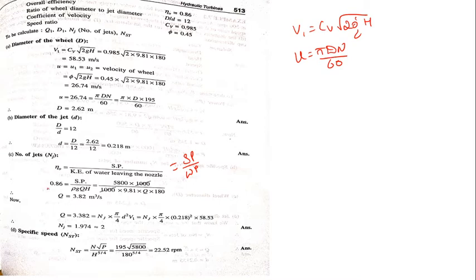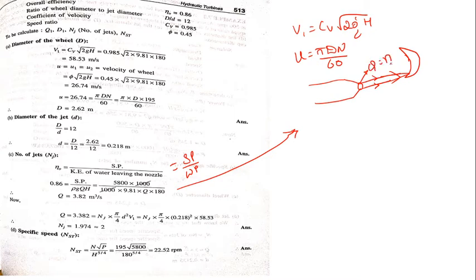Always remember the explanation I am giving over here. Let us say this is the one nozzle through which the jet is emerging out, and this jet hits the Pelton wheel. So this is one jet which is hitting the Pelton wheel. There will be a number of jets hitting this Pelton wheel. So the total discharge Q is equal to the number of jets into the discharge of each jet. Let us say if there are two jets here, then the total discharge Q equals 2 into the discharge of each jet.